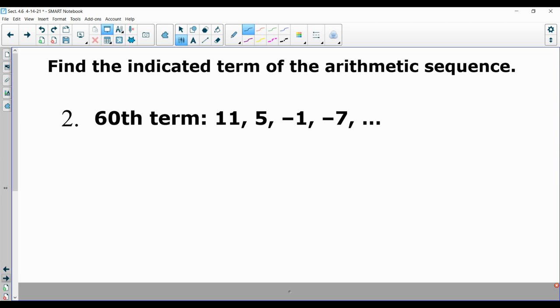All right. We want the 60th term. You don't want to list them all out. You could, but we don't want to. So n is 60. D equals, all right, what is my D value? Negative 6. It's going down by 6, so you gotta let D equal negative 6. All right, so A sub n, the nth term, equals A sub 1 plus n minus 1 times D.